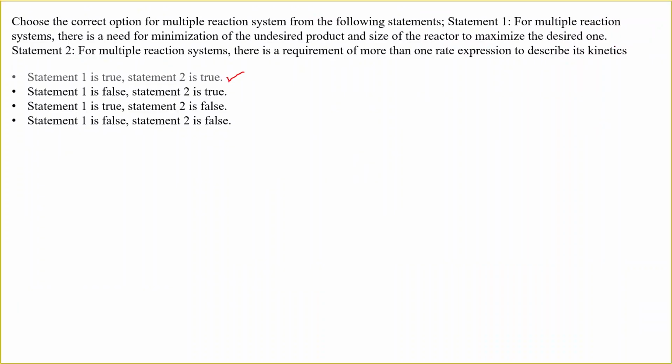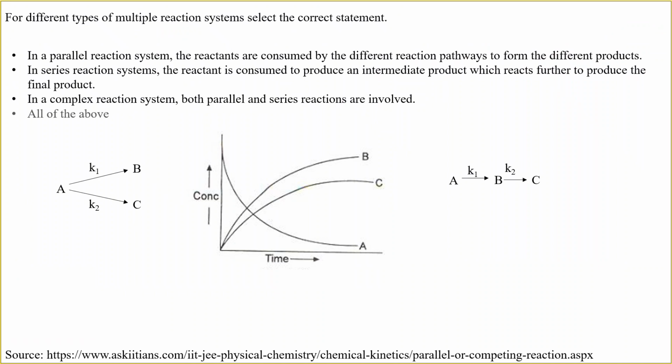Okay, then let's move on to the next question. For different types of multiple reaction systems, select the correct statements. So we have been given 4 statements here, and here we have been given again the multiple reaction system scheme. There are 2 schemes right here where there are again multiple reactions happening.